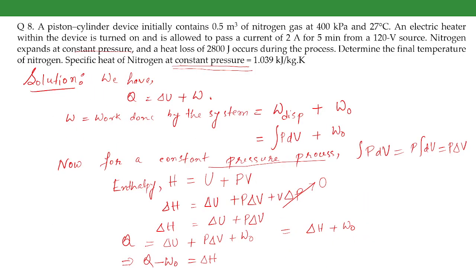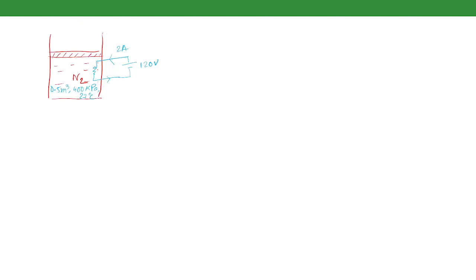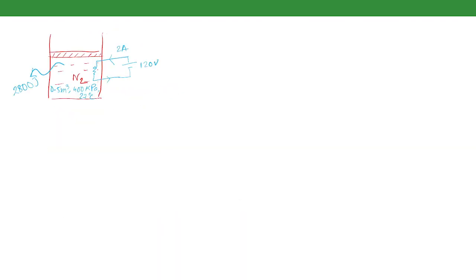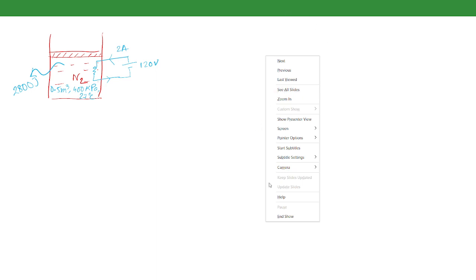During this process there is a heat loss of 2800 joule. We have to determine what is the final temperature of nitrogen. It will expand to a particular volume at that instant. After 5 minutes, what is the final temperature of nitrogen? Okay, so how will we go about this problem?